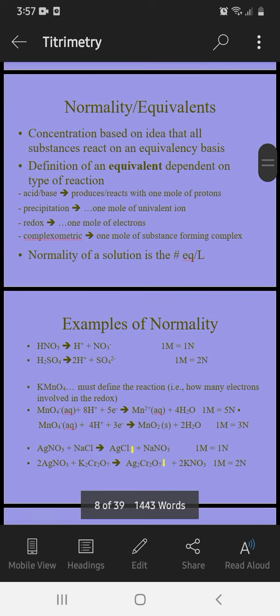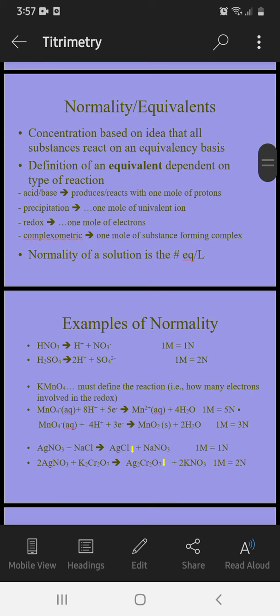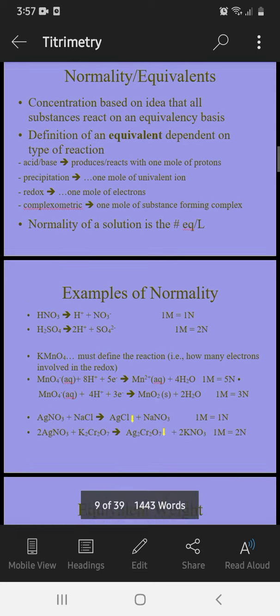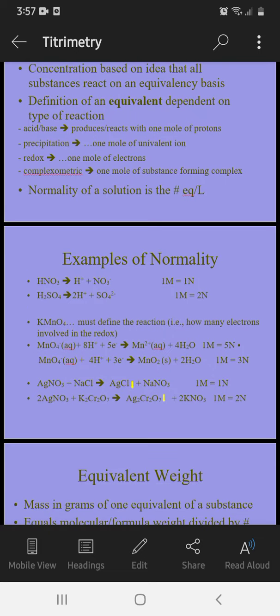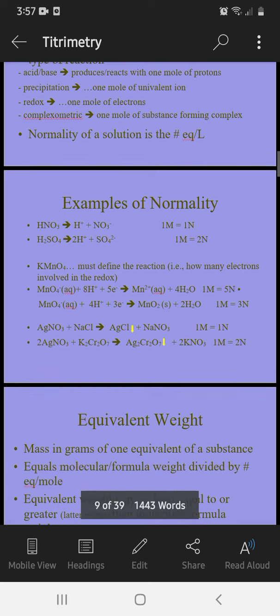Normality and equivalence. Concentration is based on the idea that all substances react on an equivalency basis. The definition of an equivalent depends on the type of reaction. Acid-base: 1 mole of protons. Precipitation: 1 mole of univalent ion. Redox: 1 mole of electrons. Complexometric: 1 mole of substance forming a complex. The normality of a solution is the equivalents per liter.